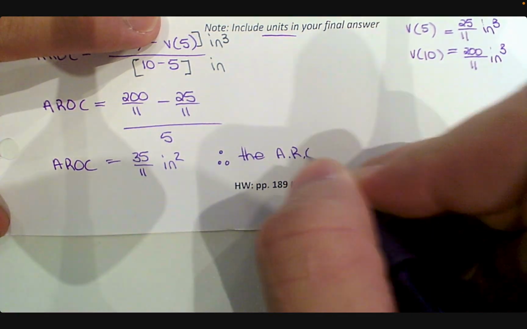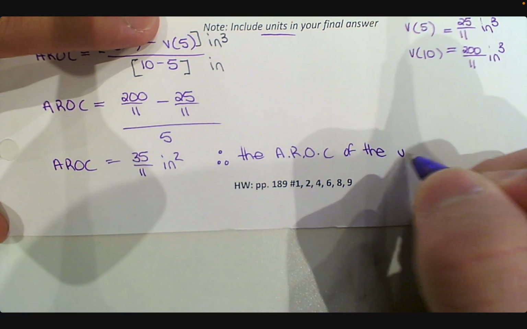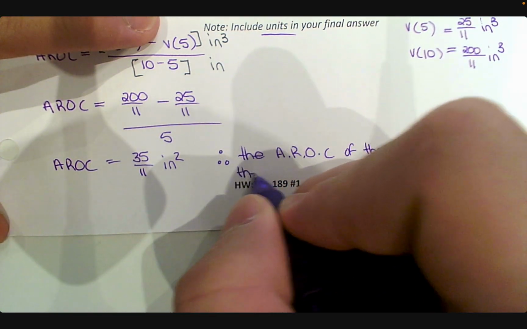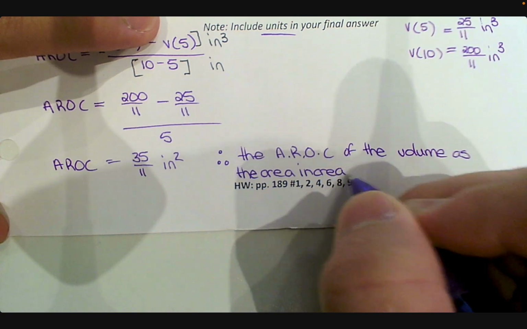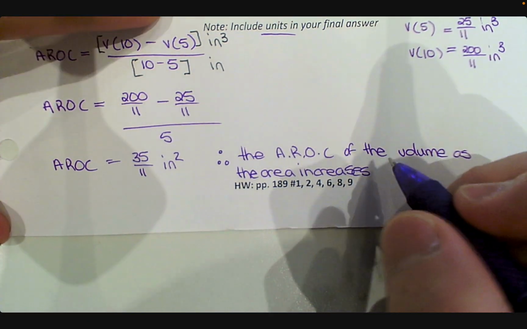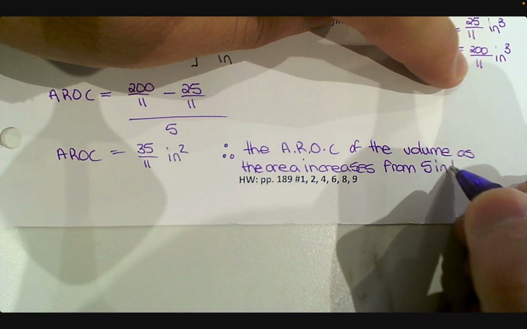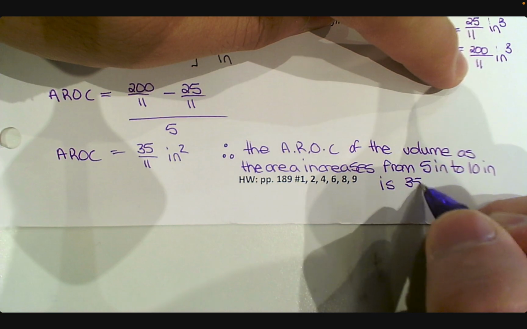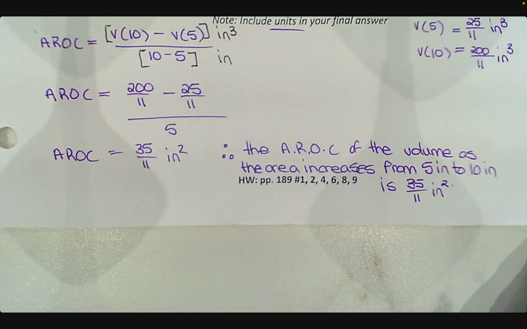So we'll put a little statement there. Therefore, the average rate of change of the volume as the radius increases from 5 inches to 10 inches is 35 over 11 inches squared.